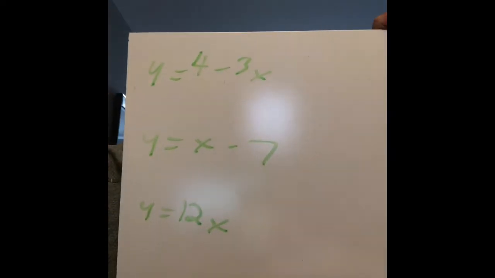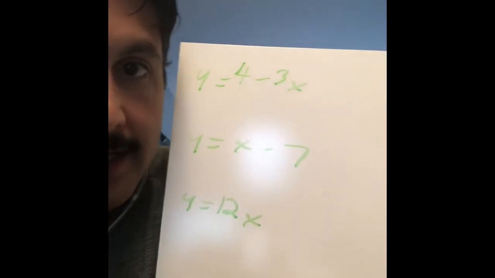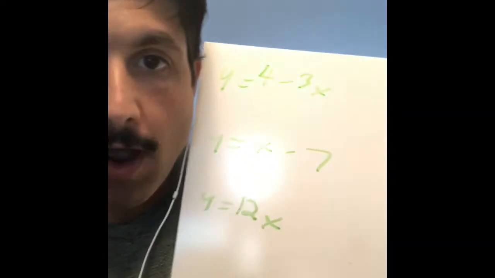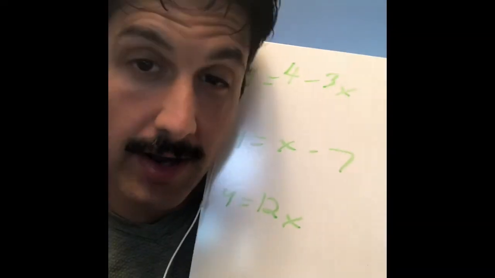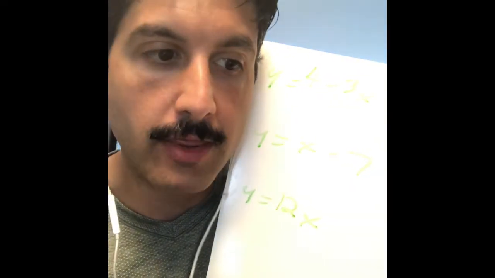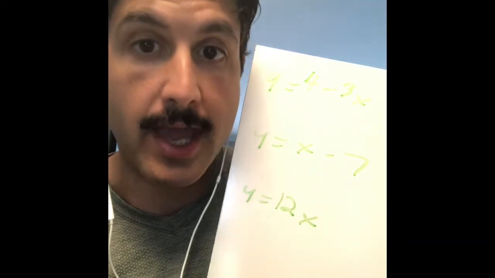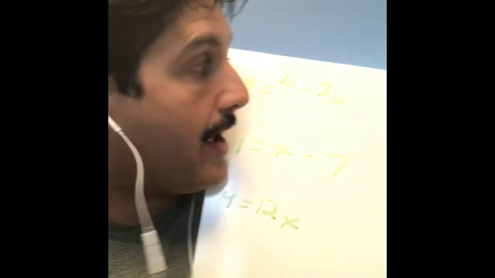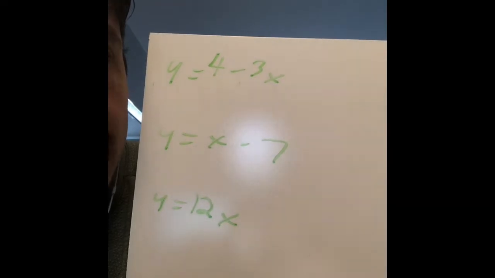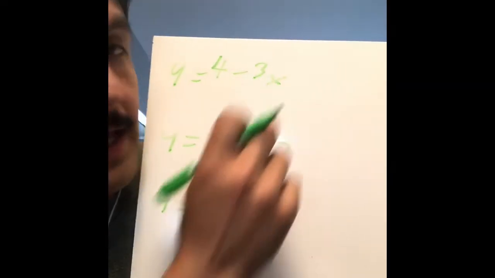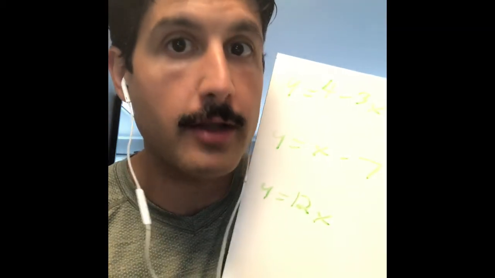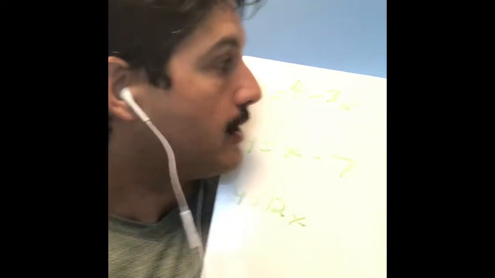Okay, a couple more examples here, and then we're moving on. We have y equals 4 minus 3x. Now, y equals 4 minus 3x is not in the form that we prefer. We like to see it in y equals mx plus b, and you can see the mx part is second instead of first. So what we can do is just use some simple algebra to rearrange.